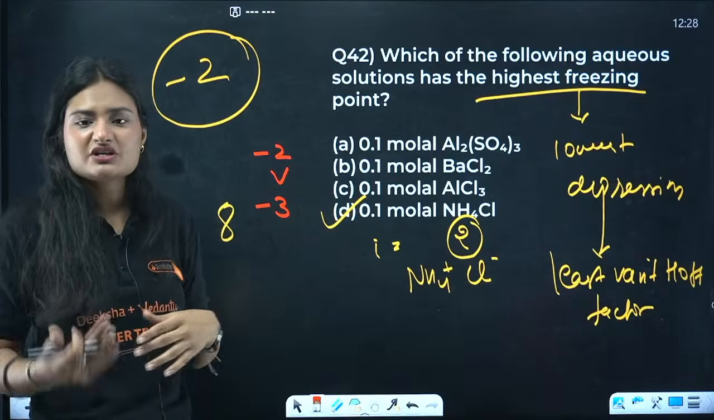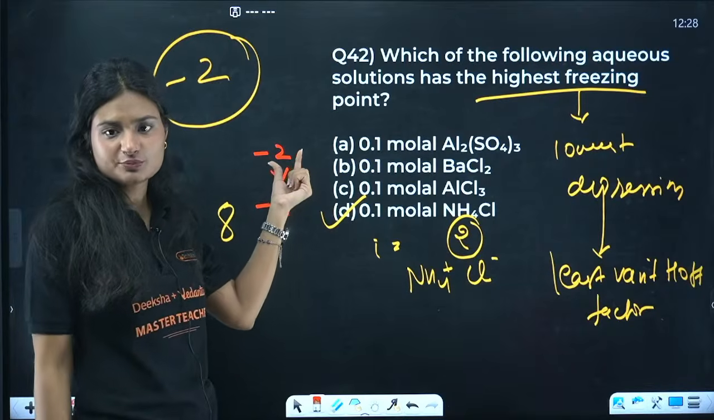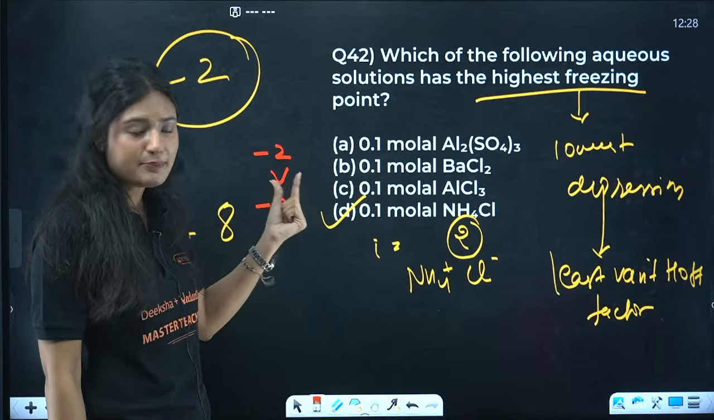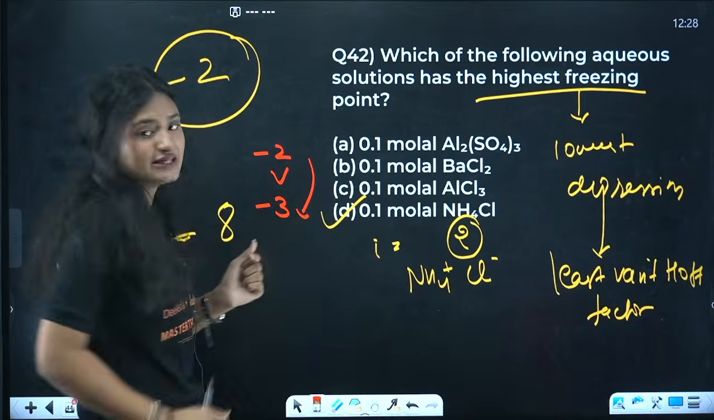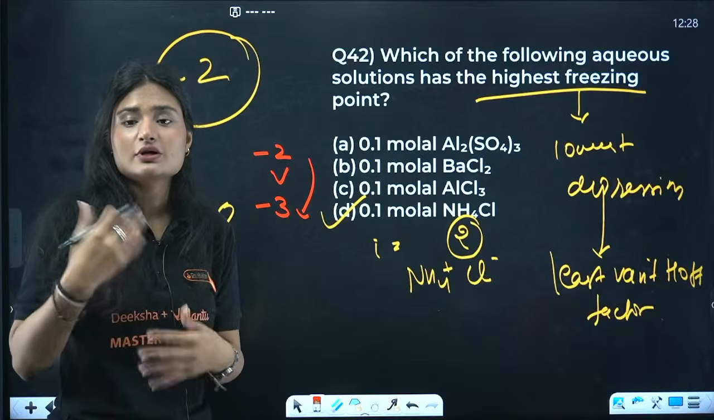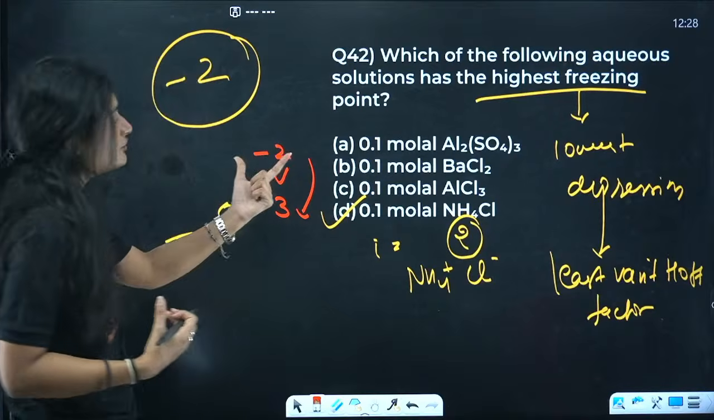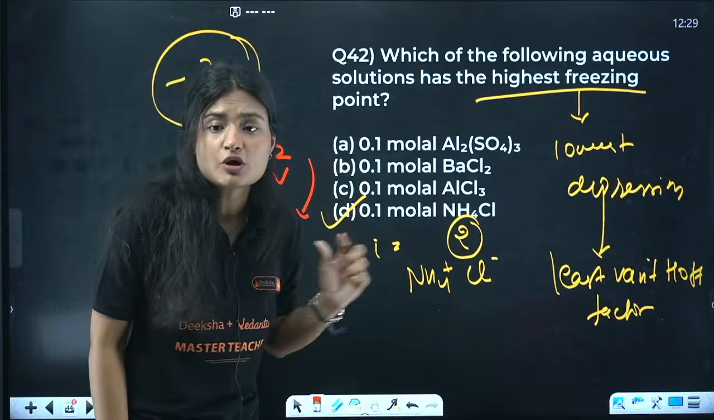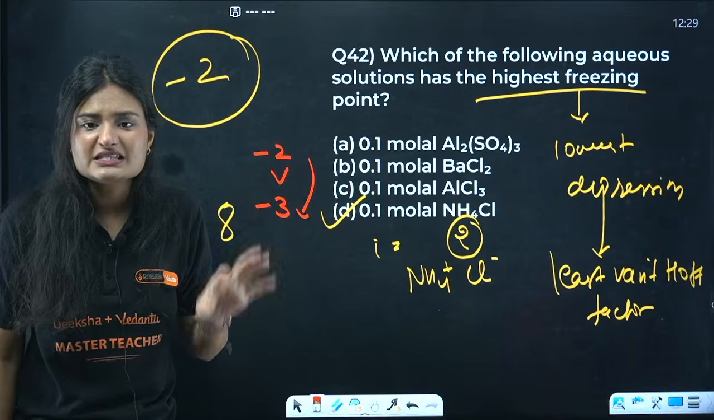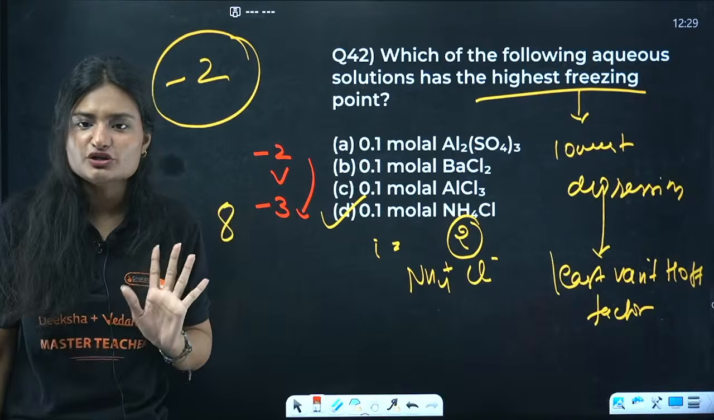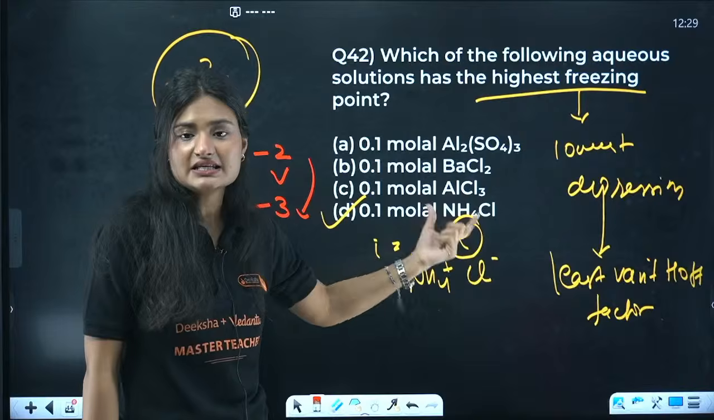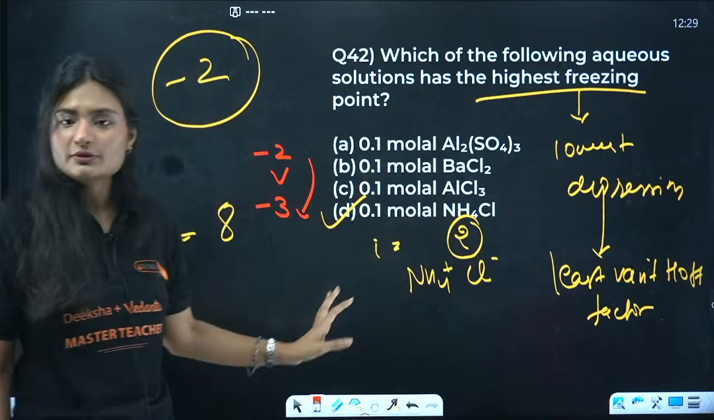Okay, so highest freezing point means least depression in freezing point, right? Because if depression in freezing point has happened, it would have gone to -3. So that means we are looking for least depression in freezing point, and that will be for the least amount of solute. Least amount of solute means least Van 't Hoff factor, least value of i. So among these, this has the least value of i. Okay, so that will be your answer.